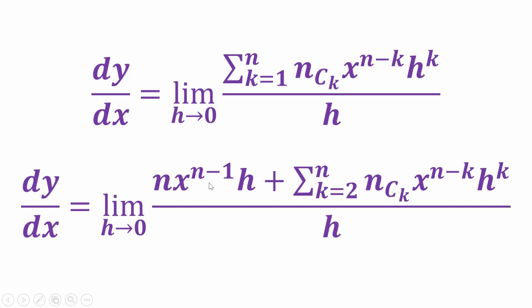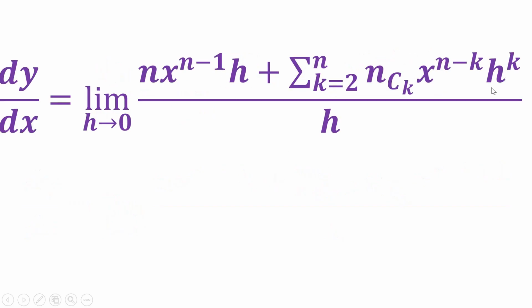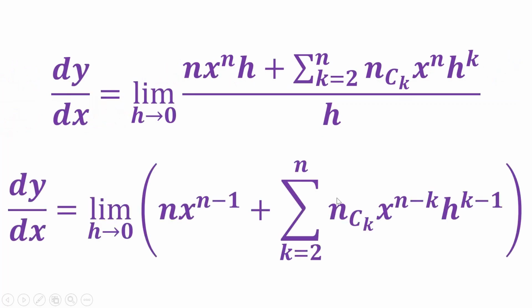Let's do this. Let's divide each term by h. So we are going to divide each term here by h. So when we divide this, h will go away and we'll be left with n x to the power n minus 1. Now here, when we divide it by h, what will happen is that h will reduce in power by 1 for every term in this summation. So this is what we are going to get. This side will be n x to the power n minus 1 plus all this. So this is where we are.